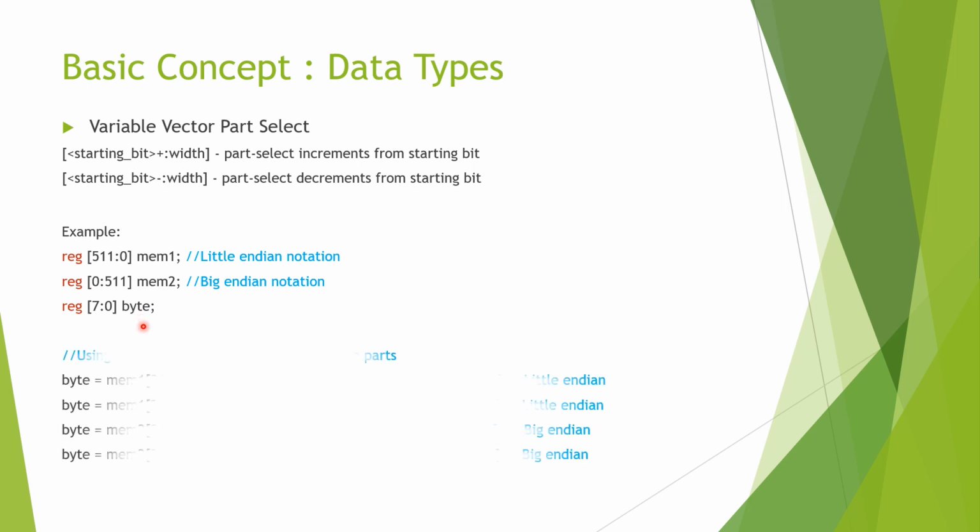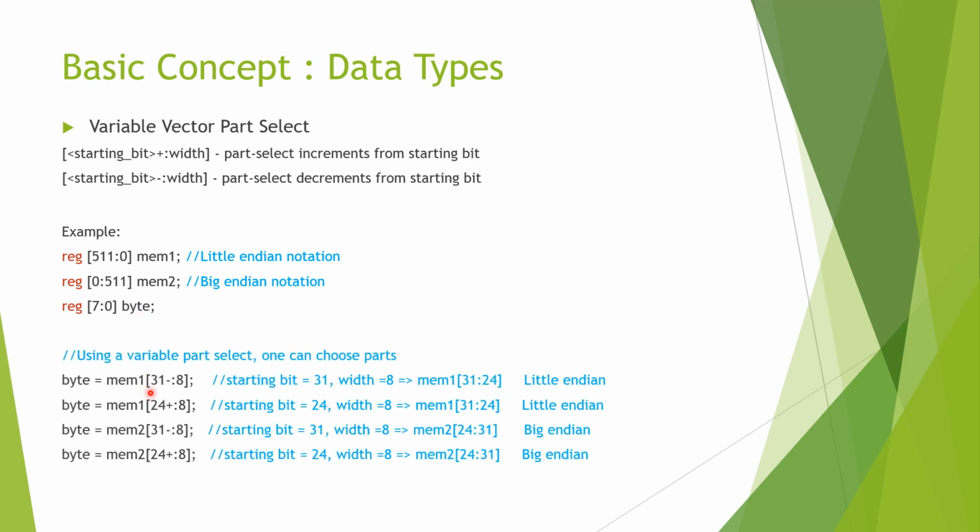So here we will be assigning an 8-bit value from mem1 to the byte variable. Here 31 is the starting bit, and the minus sign indicates the decrement, so it will subtract the width 8 from 31. Basically it says that we are assigning bits 31 to 24 of mem1 to byte. Here 24 is the starting bit, and the plus sign indicates that it will increment, so it will add the width 8 to 24. So here also we are assigning bits 31 to 24 of mem1 to byte.